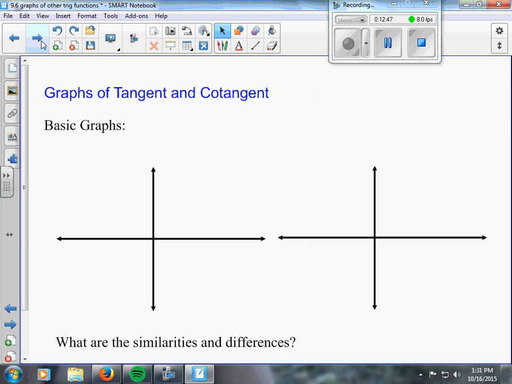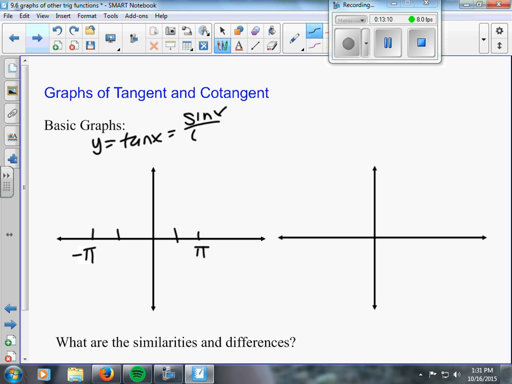So let's talk about tangent and cotangent. So y equals tangent of x has a period of only pi. So here I'm going to put in my pi, and I'll only go to pi this time since the period is pi. Pi and negative pi, and then my half marks. Tangent, remember, is sine over cosine. So because we have a cosine in the denominator, anytime cosine is 0, you have vertical asymptotes again, just like with secant. Cosine is 0 at the odd multiples of pi halves, so I'm going to have asymptotes at the odd multiples of pi halves.